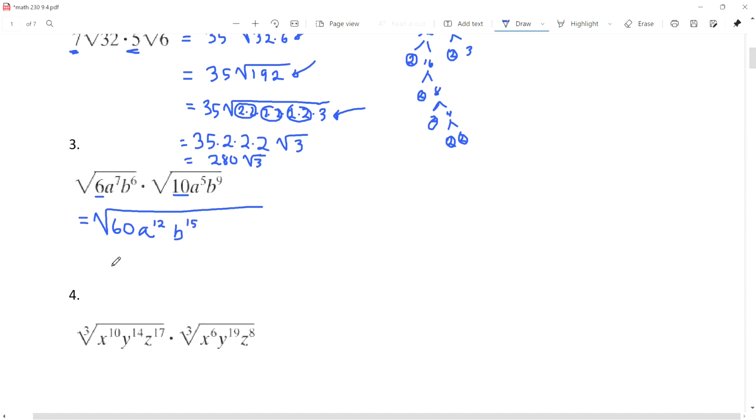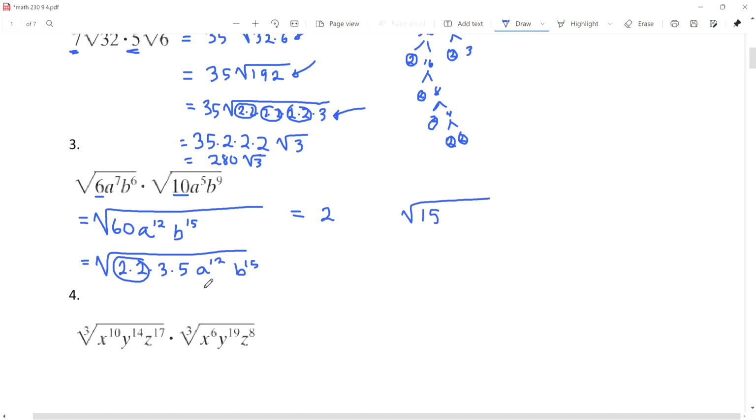Let's look for the prime factorization of 60, and you can do that on your own. The prime factorization of 60 is 2 times 2 times 3 times 5. That's the prime factorization of 60. And we'll copy a to the 12th and b to the 15th. Now we're looking for groups of 2. So we have one pair of 2's here. So that's going to go in the front. So this is equivalent to 2 in the front. We have a 3 and a 5. So that's going to stay on the inside since there's no pairs. So let's write a 15 on the inside.